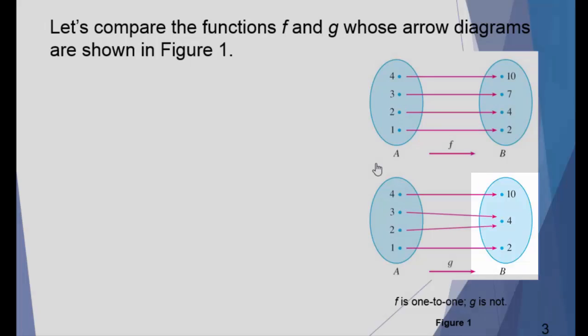range of g. Okay, so we use words like, for the function f, 4 maps to 10. If the input is 4, the output is 10. 1 maps to 2 for the function f. If the input is 1, the output is 2. Notice for the function g, 3 maps to 4 and 2 maps to 4.